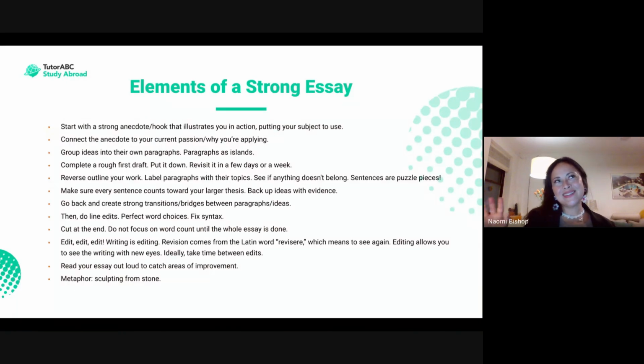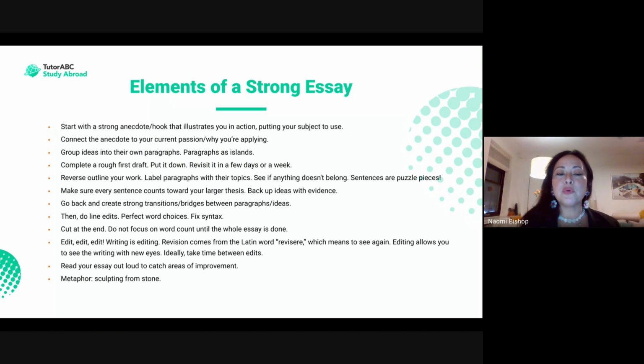Okay, and this is my master list of elements of a strong essay. Again, I'm repeating some of the same things over again, because it's really important to drill that in. Start with a strong anecdote and hook that illustrates you in action, putting your subject to use. Connect the anecdote to your current passion and why you're applying. So that could be literally paragraph 1 and paragraph 2.